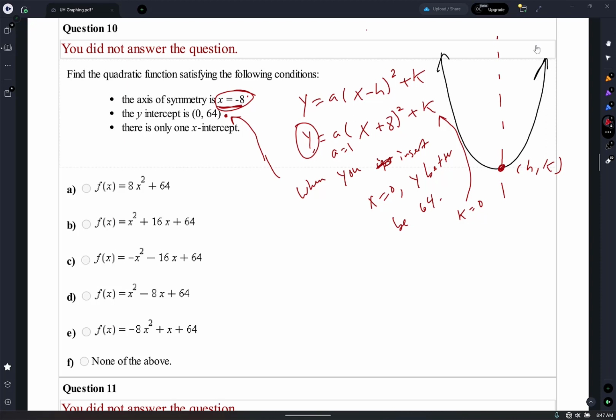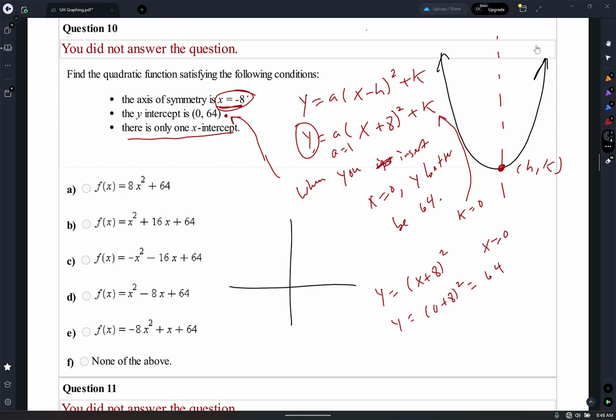So look, check it out, guys. If I go y equals parenthesis x plus 8, close it squared. If x equals 0, y equals 0 plus 8 squared, which you get 64. There's only one x-intercept. Well, there it is. It's this one. Because that graph looks like this, guys. Let's see, negative 8. And it opens up like this. See? It just bounces.